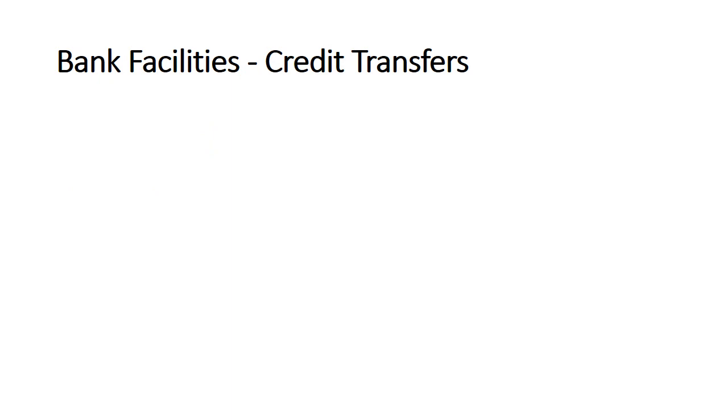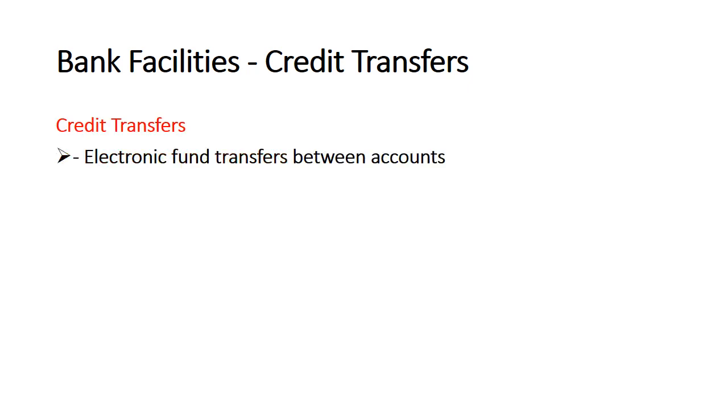So the first bank facility is called a credit transfer. What is a credit transfer? This is an electronic fund transfer between accounts. So you get your phone, just like mobile money. You can send the money you have in your phone to another person. So that other person is going to receive the money. So that's what we mean by credit transfers. These are just electronic fund transfers between accounts.